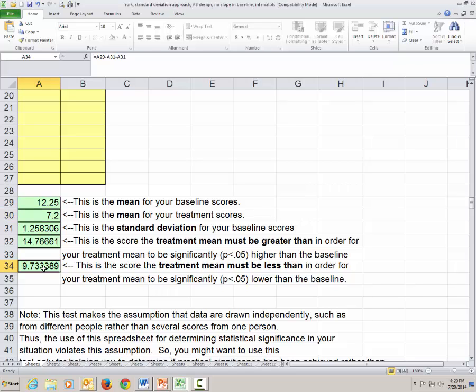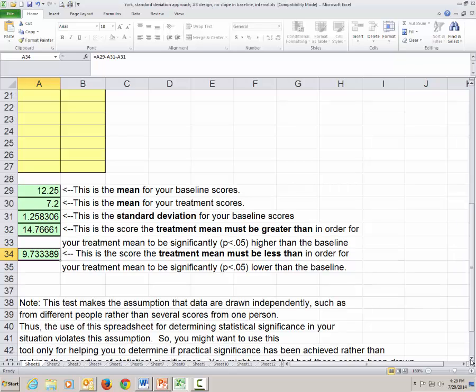So we're going to look down here, this particular number. This is the score the treatment mean must be less than in order for your treatment mean to be significantly lower than the baseline. Well, our mean was 7.2. That is lower than 9.73. It is better. Therefore, we have achieved statistical significance.